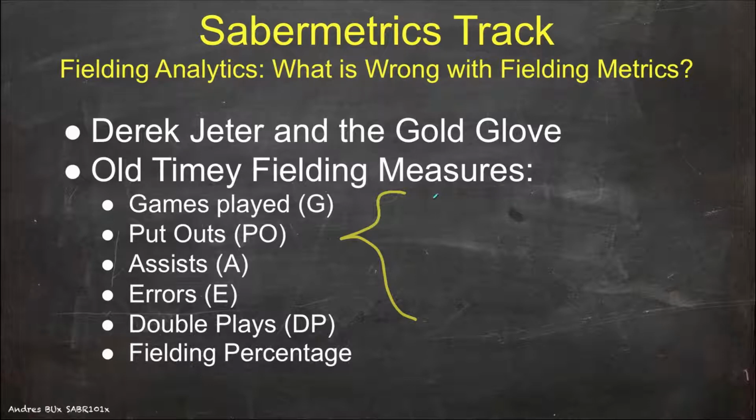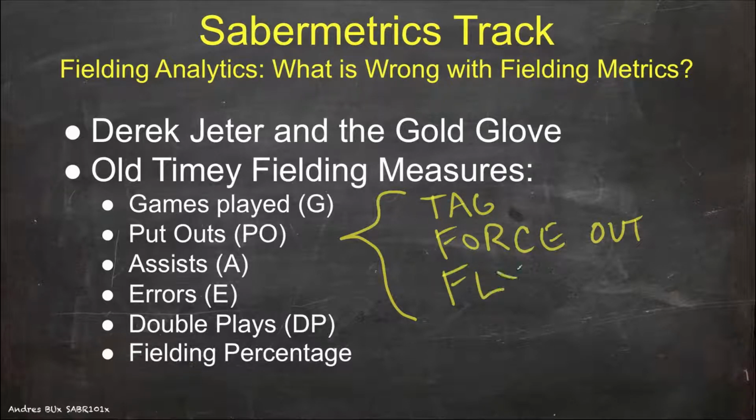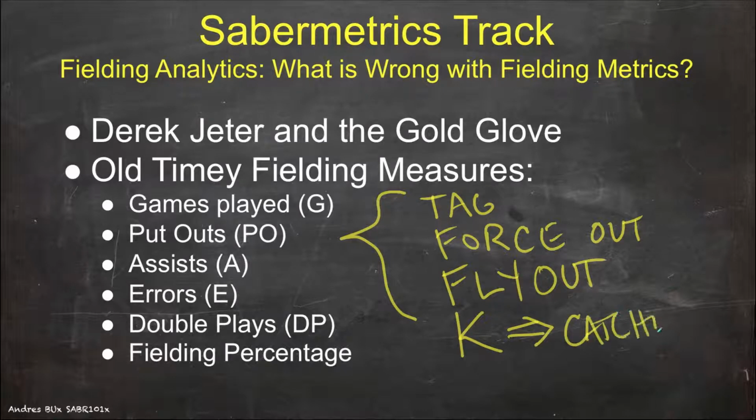By a tag, a force out, or a fly out. These are given to defenders on the field. And finally, there's the strikeout, denoted by K, and those are mainly given to the catcher position after a normal strikeout thrown by the pitcher. So these are the four main putouts given. There's some other obscure ones.